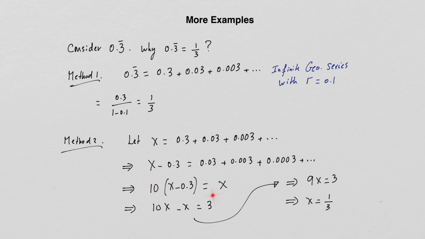And now this becomes a simple algebraic equation. 10x minus 3 equals x. That means 10x minus x equals 3, and 9x equals 3. And therefore, x must be 1/3 again. Okay, so there are two ways to show why 0.3 bar equals 1/3. And I'm wondering if you have ever thought of this number as an infinite geometric series.